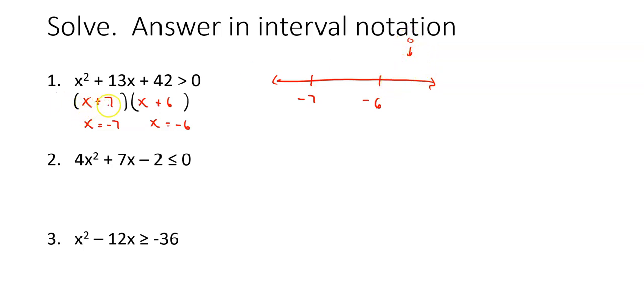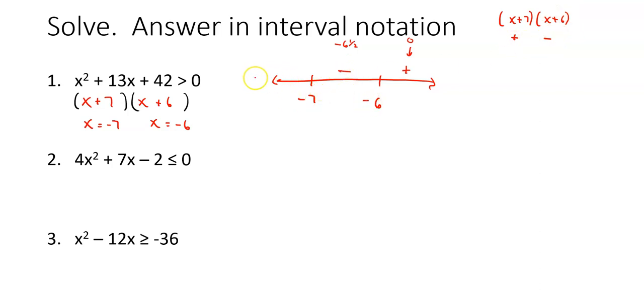If I put a 0 in for x, I get positive 7 times positive 6, so it's positive. If I picked a value between negative 7 and negative 6, let's say negative 6.5, because there are no integers between negative 7 and negative 6. If the first term is x plus 7, and I put in negative 6.5, 7 minus 6.5 is still positive. Over here, in x plus 6, negative 6.5 plus 6 is negative. So positive times a negative is a negative.